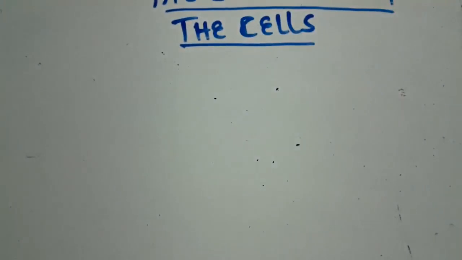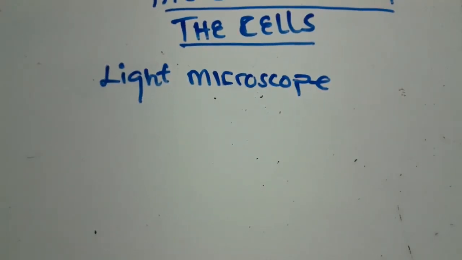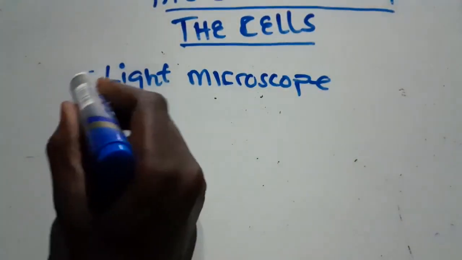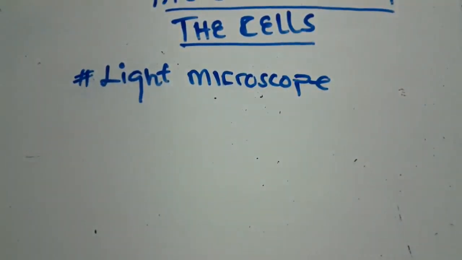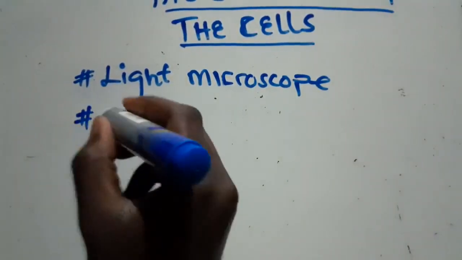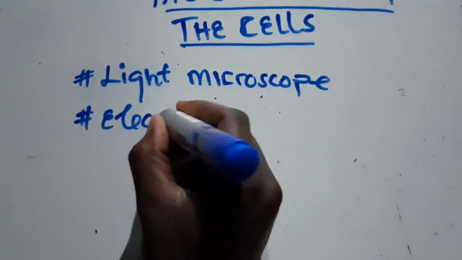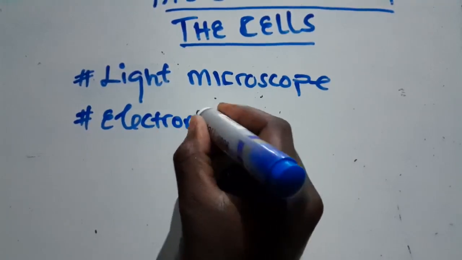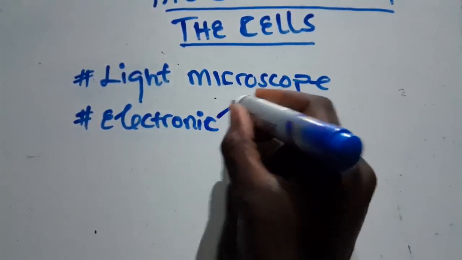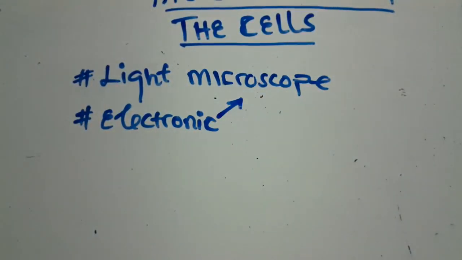There are two types of microscope. One type is called the light microscope, and the other one is called the electronic microscope. These are the two major microscopes.